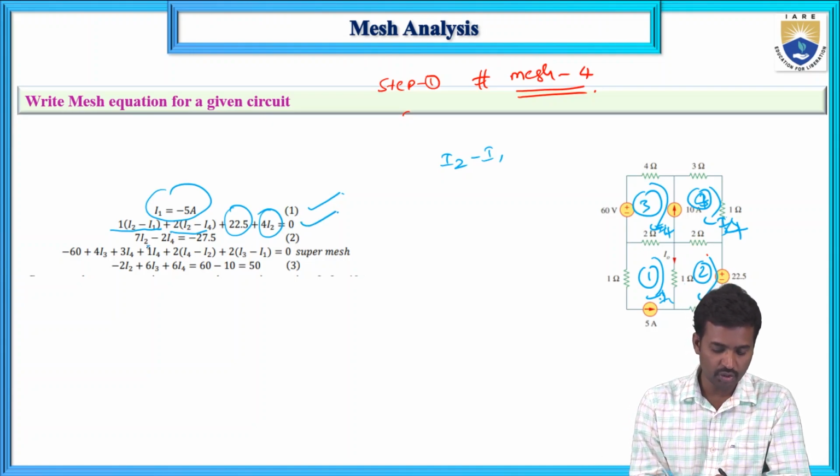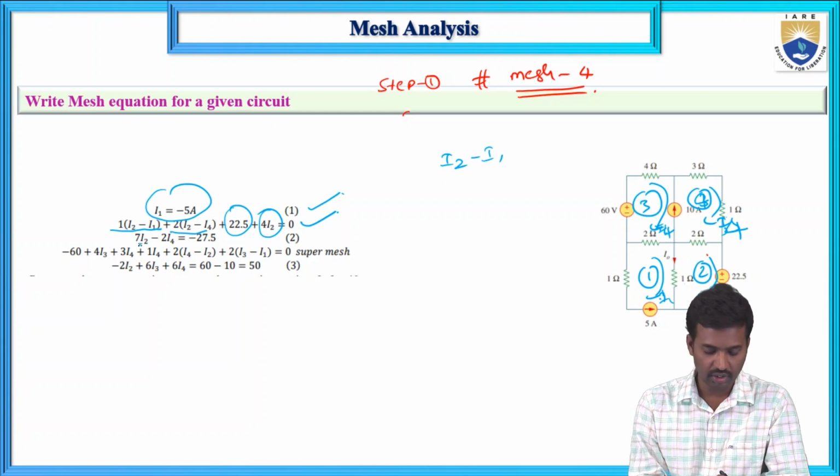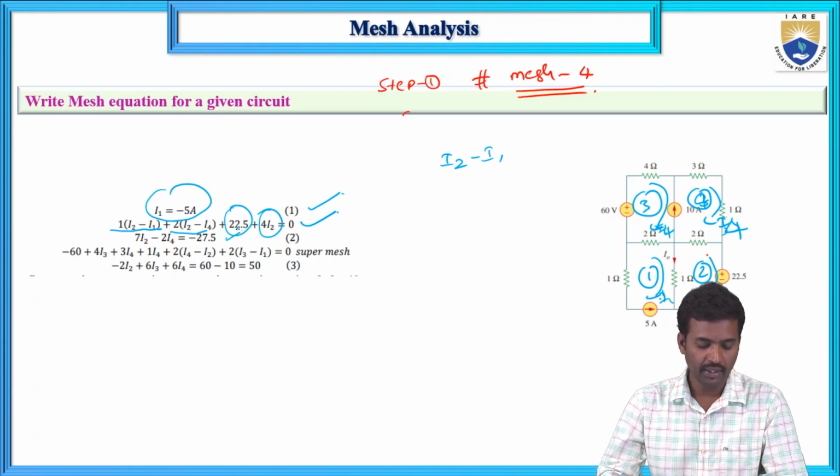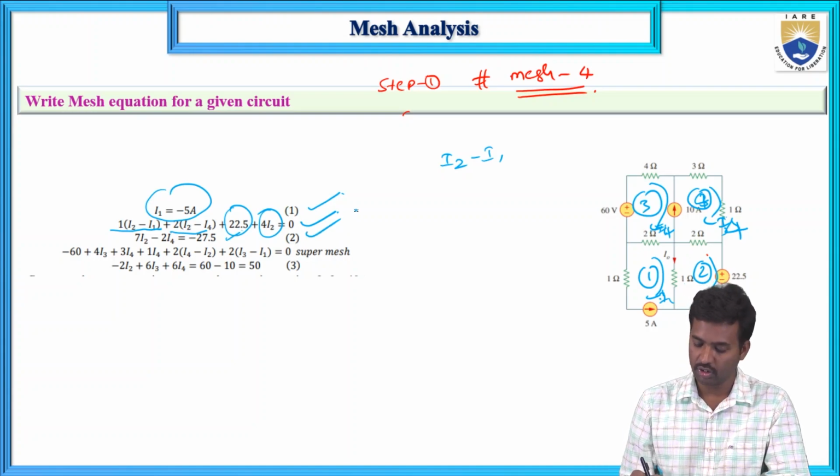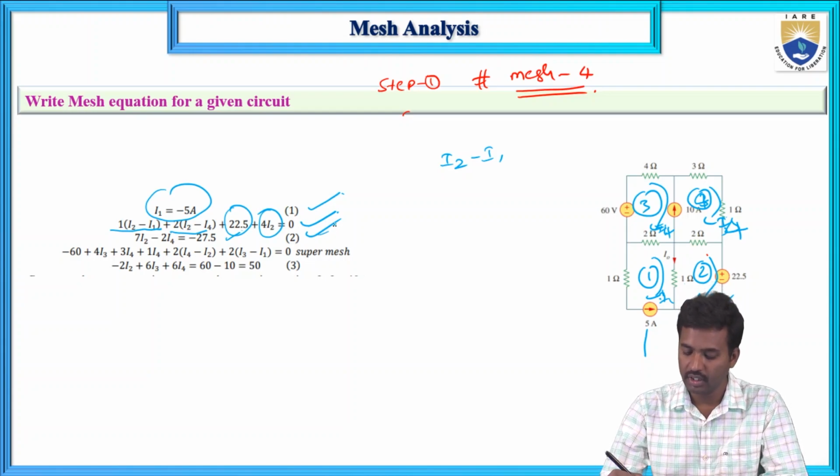Next, if you simplify this, this is the value. This is the mesh 2 equation. Mesh 1 is 5, mesh 2 is the second equation, and mesh 3 is here.